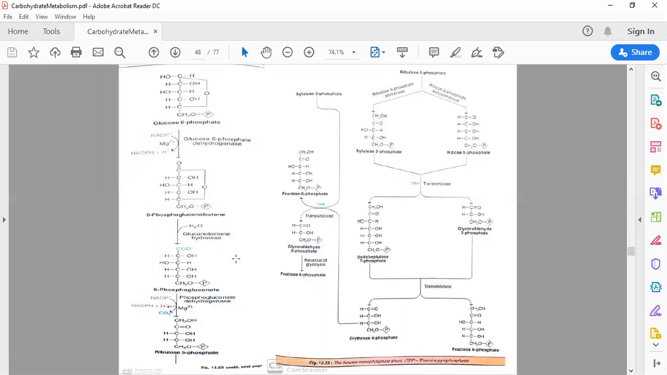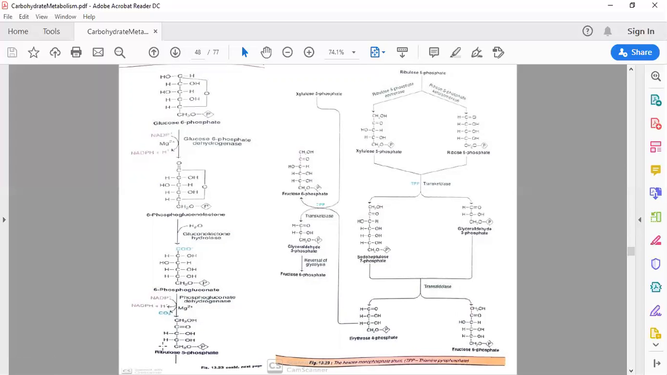The next reaction involves the synthesis of NADPH, and is catalyzed by 6 phosphogluconate dehydrogenase to produce 3 keto 6 phosphogluconate, which then undergoes decarboxylation to give ribulose 5 phosphate. So here you can see the formation of ribulose 5 phosphate.